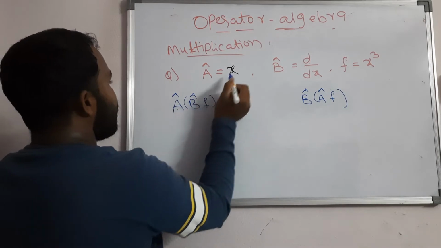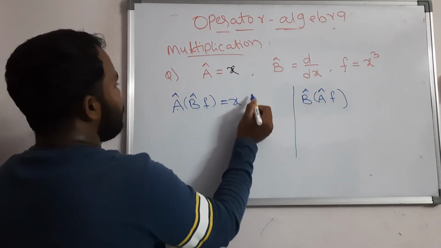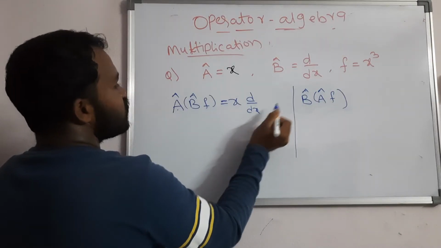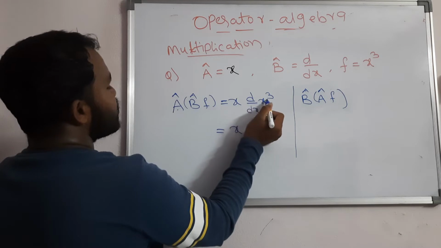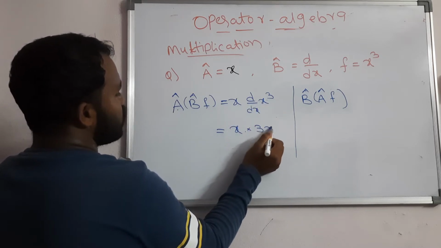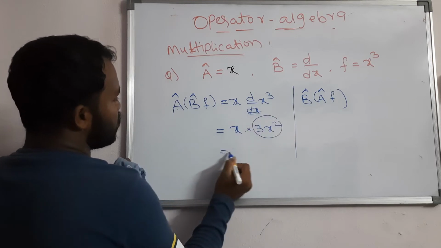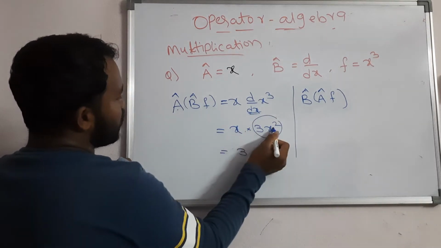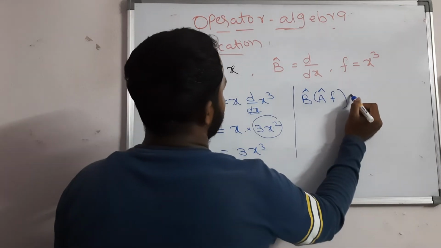What is the A cap value? x. Then what is B cap? d by dx. What is the function? x cube. So you should write x into d by dx of x cube. What is the value of d by dx of x cube? 3x square. Now x into 3x square is 3x cube. I will write that here.